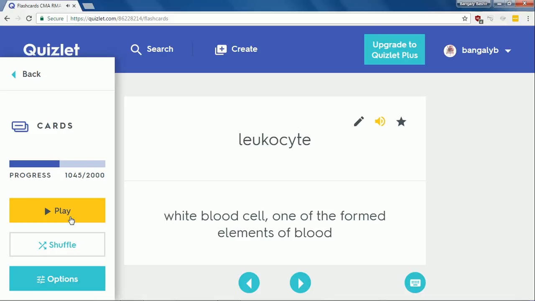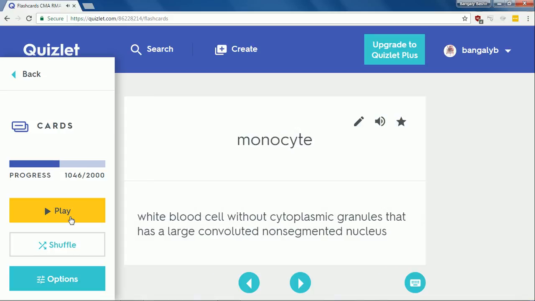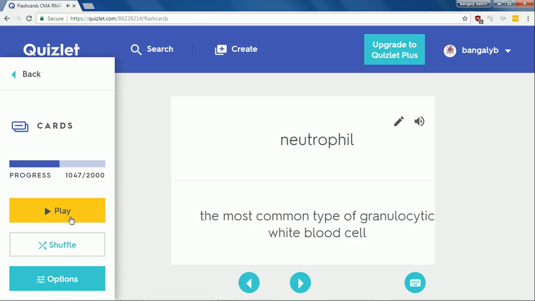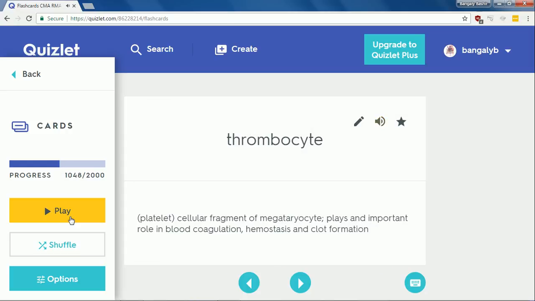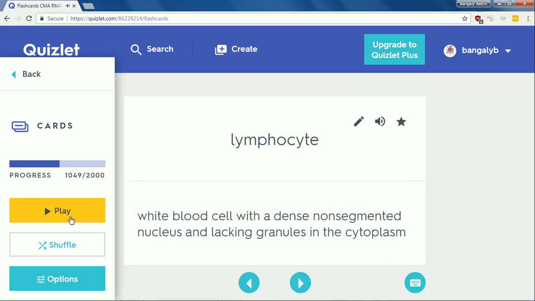Leukocyte. White blood cell, one of the formed elements of blood. Monocyte. White blood cell without cytoplasmic granules that has a large convoluted non-segmented nucleus. Neutrophil. The most common type of granulocytic white blood cell. Thrombocyte. Cellular fragment of megakaryocyte that plays an important role in blood coagulation, hemostasis and clot formation. Lymphocyte. White blood cell with a dense non-segmented nucleus and lacking granules in the cytoplasm.